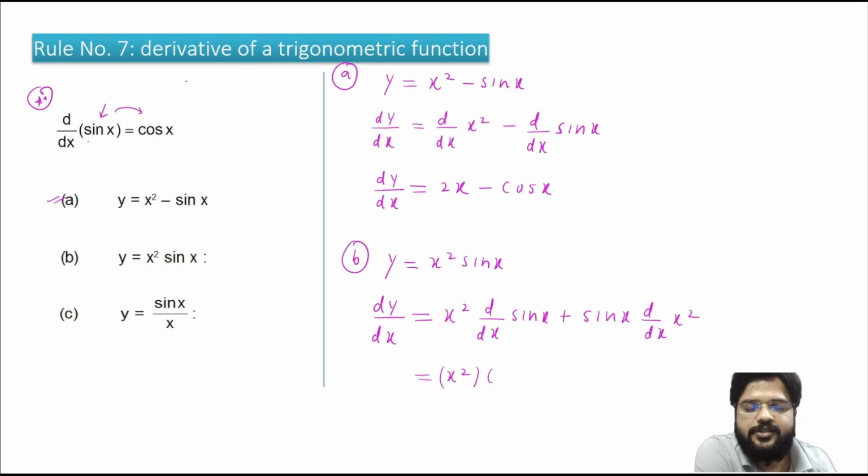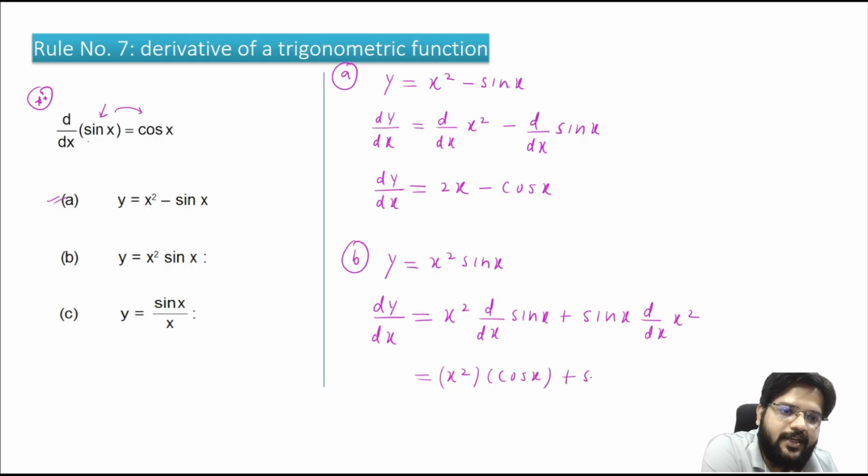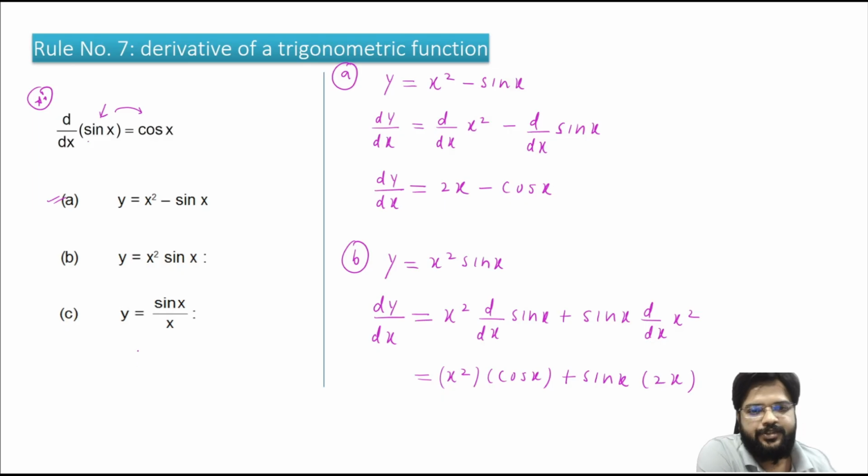Differentiation of sin x is cos x. So cos x plus sin x, and differentiation of x square is 2x. So this is what we are getting here after doing the differentiation. Now see part C, everyone.